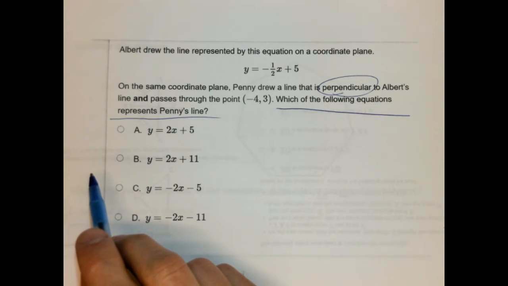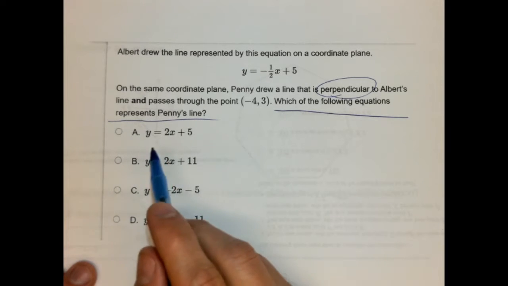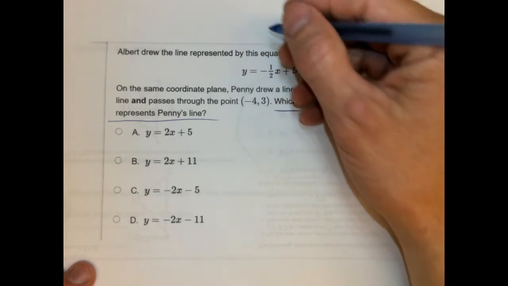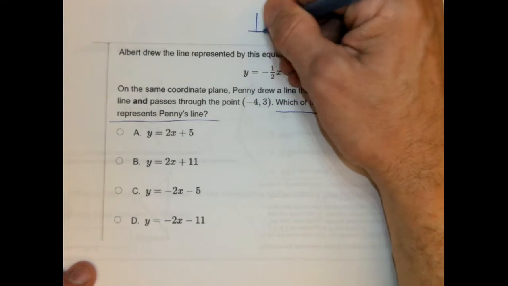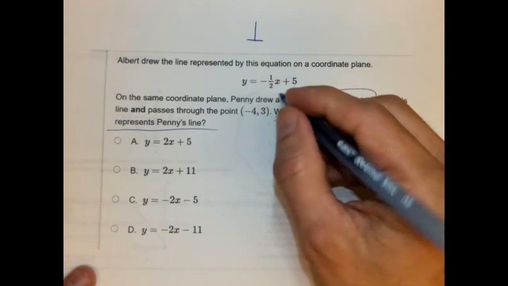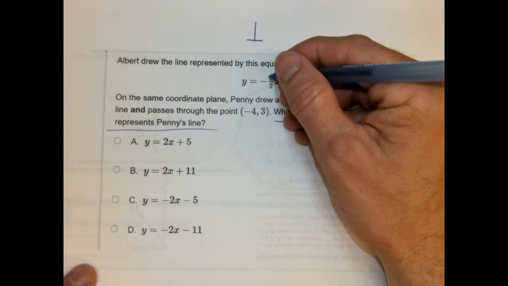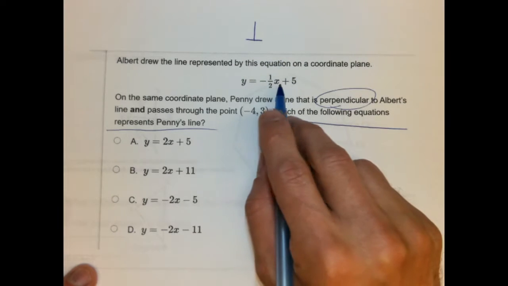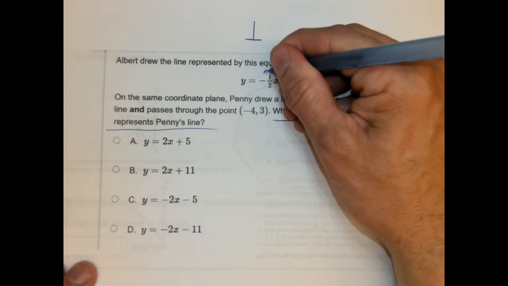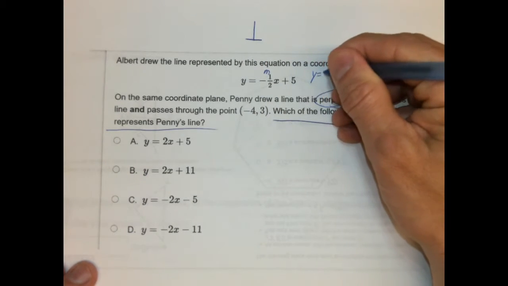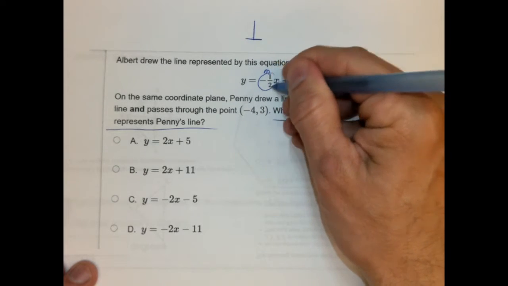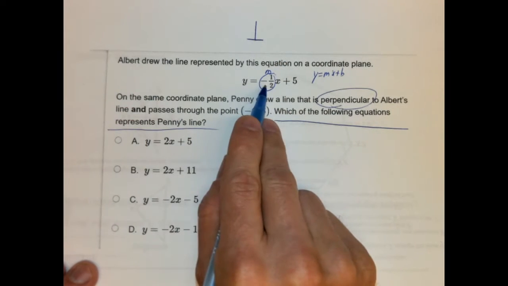And really the most important thing going into this problem is, do we know what perpendicular lines mean, right? Well, we know that a perpendicular line has a relationship to the line it is perpendicular to. So for example, this line has a rate of change of negative 1/2. We also need to know how to interpret a linear equation in slope-intercept form. So this is the m, right? y = mx + b is slope-intercept form, and this equation's in that form. So our rate of change for Albert's line is negative 1/2.